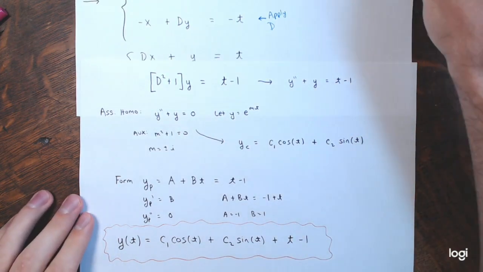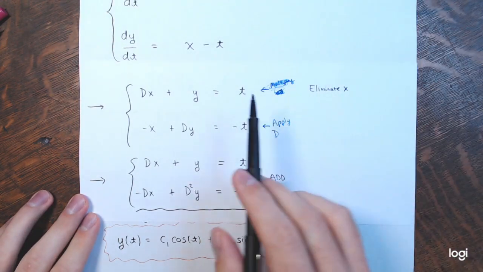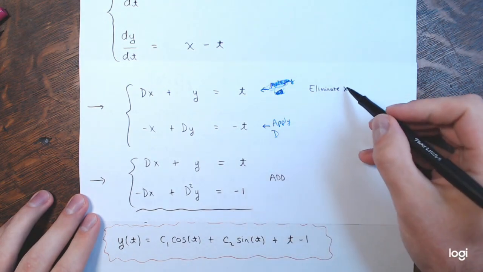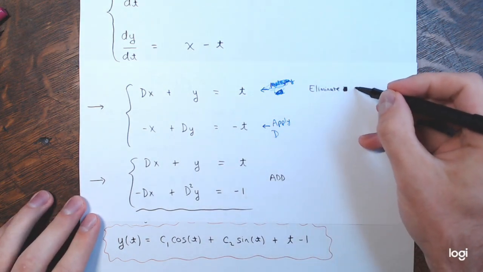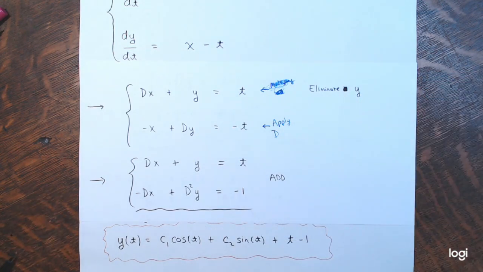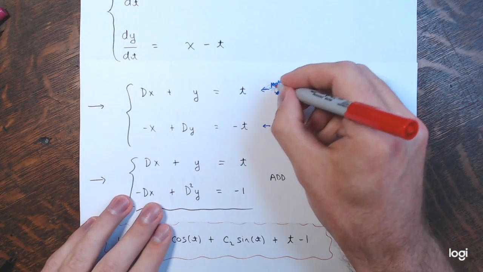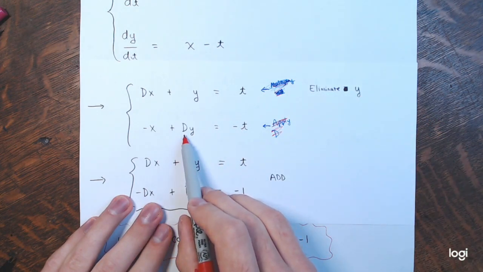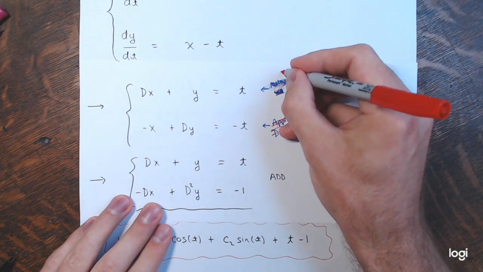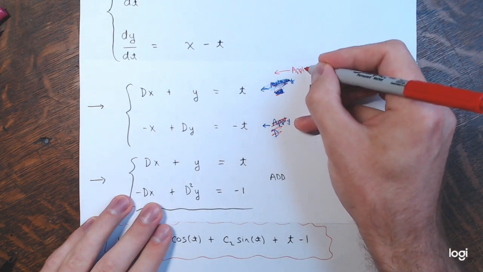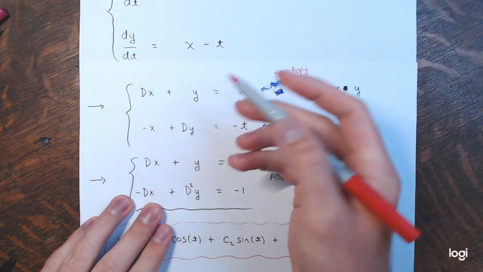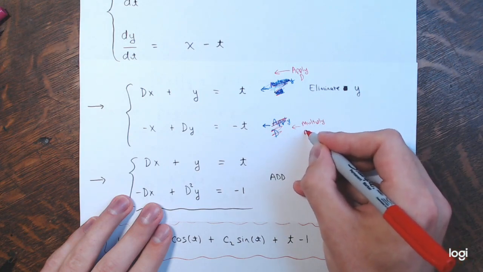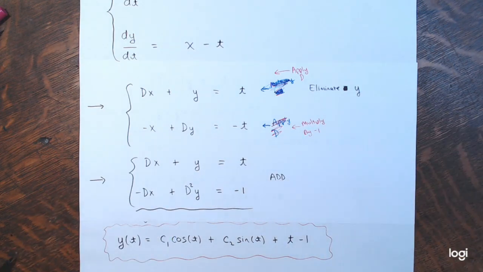Go back to the way the system looked earlier, written in differential notation with differential operators. Now I'm going to eliminate y. In order to do that, I'll apply d to the first equation, I get dy, and then multiply the second equation by -1. Let's see what that changes the system into.